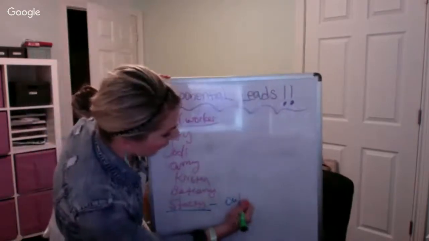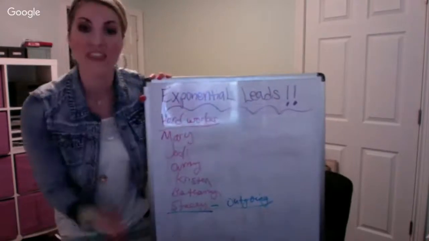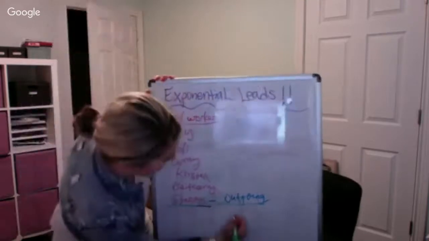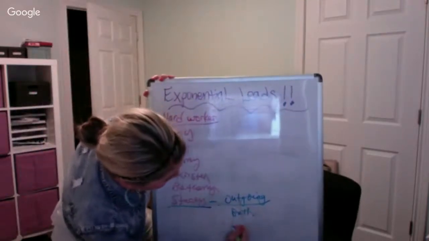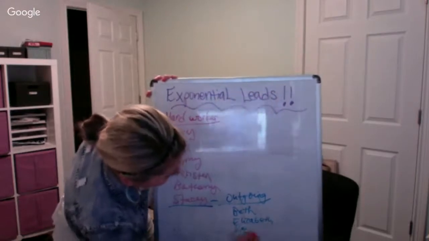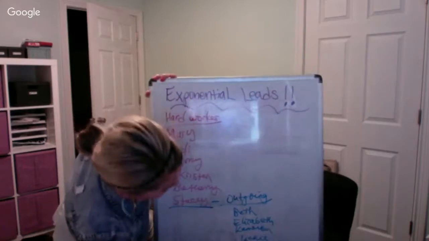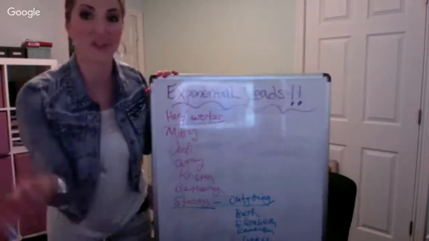So let's use outgoing. Now we're going to start thinking of people that we know that are outgoing, literally everyone that I know that's outgoing. All right, so I'm going to put Beth, Elizabeth, Cameron, Jackie, Rachel, et cetera, et cetera. Okay, so like everyone I can think of.